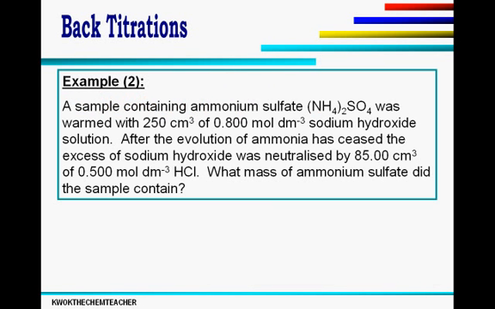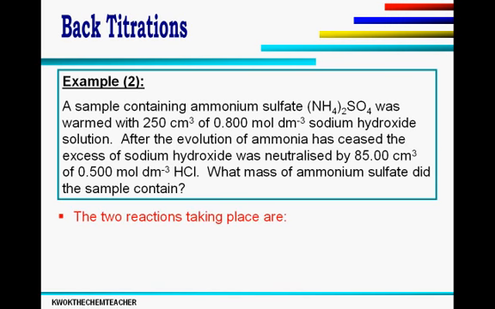My second example of back titrations will be the one that we talk about. A sample containing ammonium sulfate was warmed with 250 cm³ of 0.800 mol per dm³ of sodium hydroxide solution. After the evolution of ammonia has ceased, the excess sodium hydroxide was neutralized by 85.00 cm³ of 0.500 mol per dm³ of hydrochloric acid. What mass of ammonium sulfate did the sample contain?